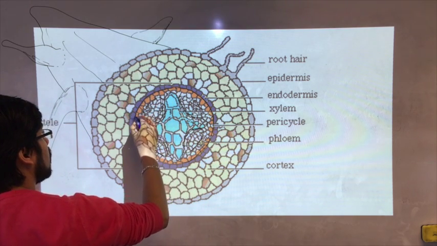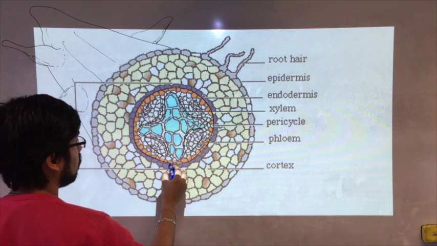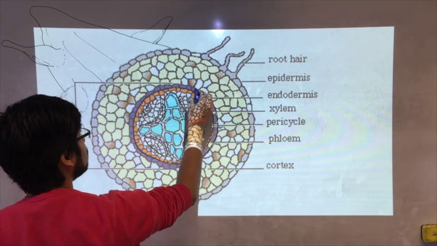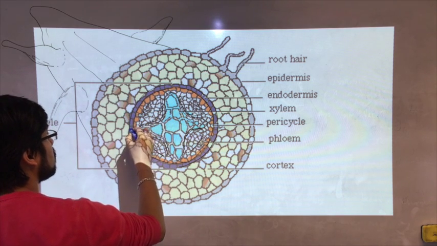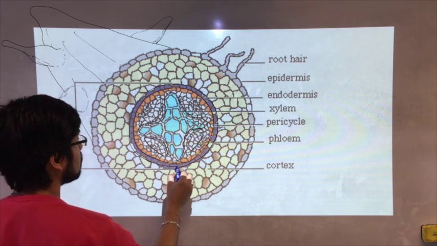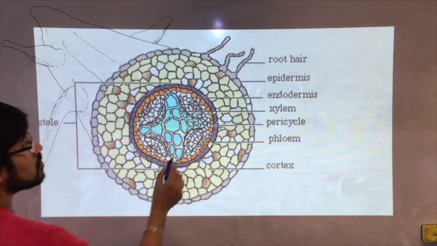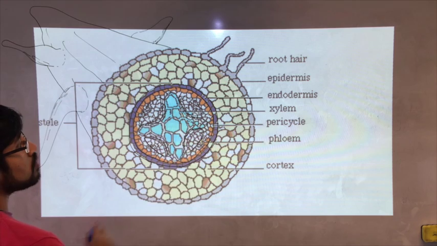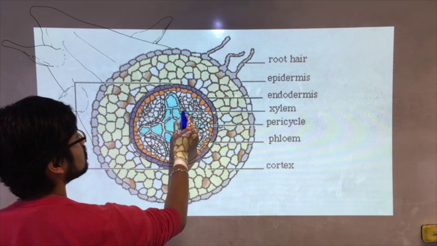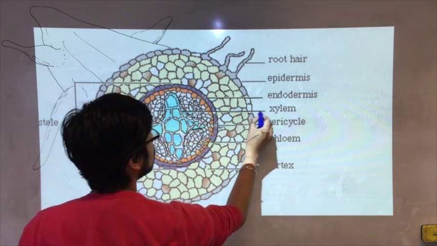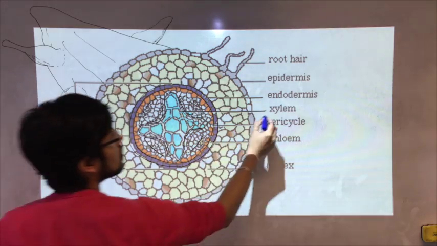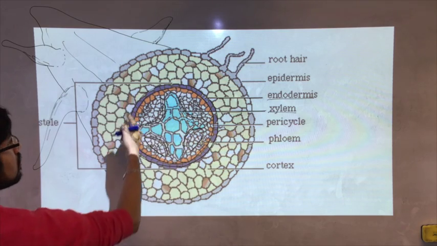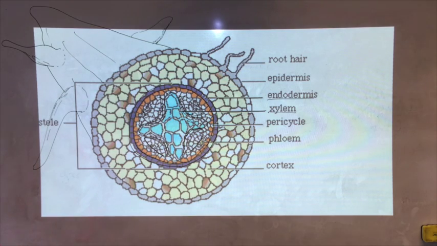This purple layer of cells. The orange one doesn't really concern us too much. This purple layer is called the endodermis. So we're concerned with the xylem, and we're concerned with the endodermis. That's that ring of cells around the xylem.